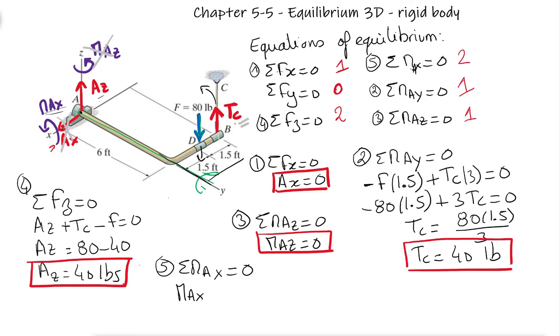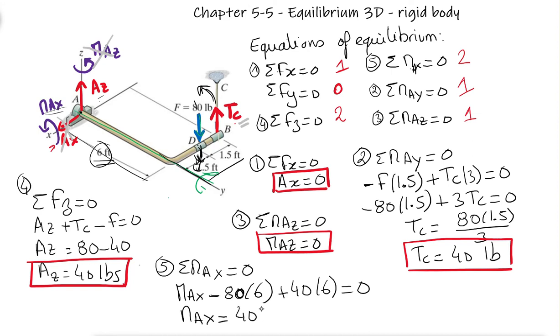And those create moments. So we have F that creates the moment about X when we multiply by this distance. So minus 80 times 6. And this one creates a positive moment, so plus 40, at the same distance, that's 6 in this direction. Oops, this one is going down. 40 times 6 is equal to 0. So MAX is equal to 80 times 6 minus 40 times 6. So it's 40 times 6.